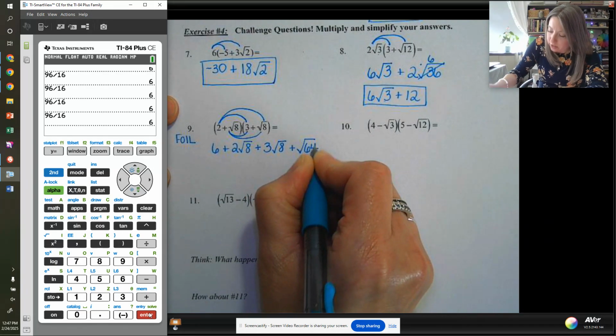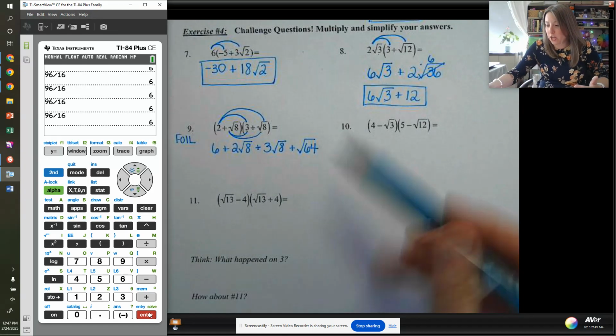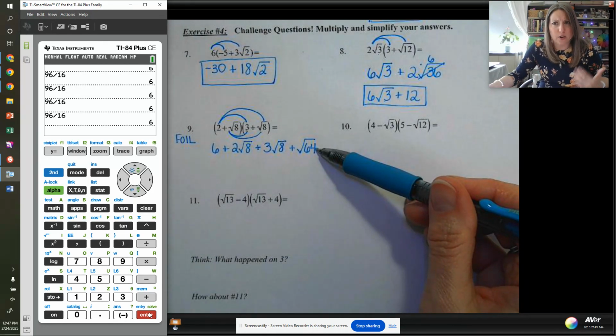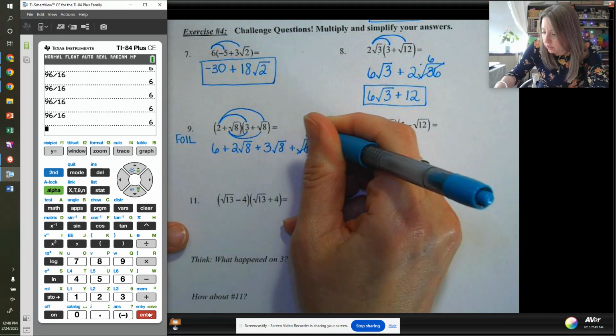Now, there's a couple of things that you're probably thinking about right now. The first thing is radical 64. Isn't that a perfect square? Yes. So we take the square root of 64 and we get 8.